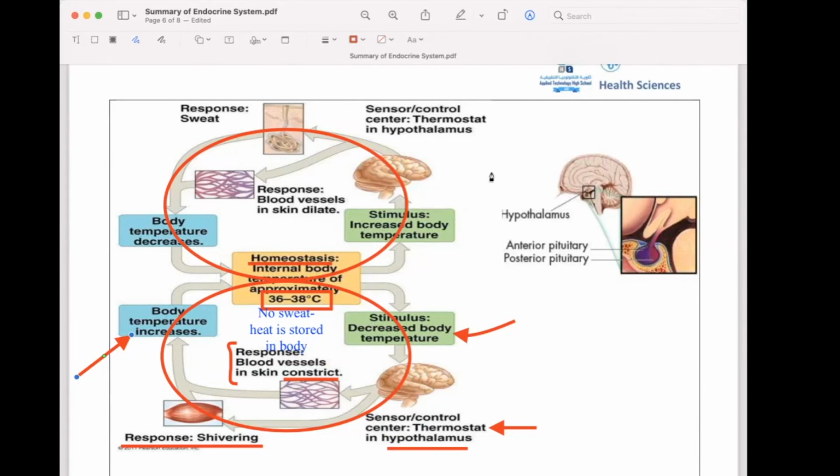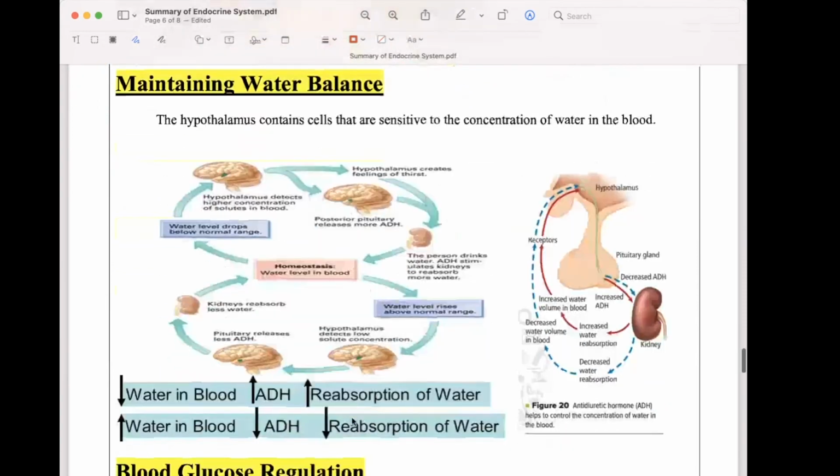Now if your body temperature increases, like in summer, the message will again go to the same place, the hypothalamus. The opposite will happen. More sweat will be produced, your skin blood vessels will dilate, and the body temperature will come to normal after decreasing. Such mechanisms are called negative feedback mechanisms.